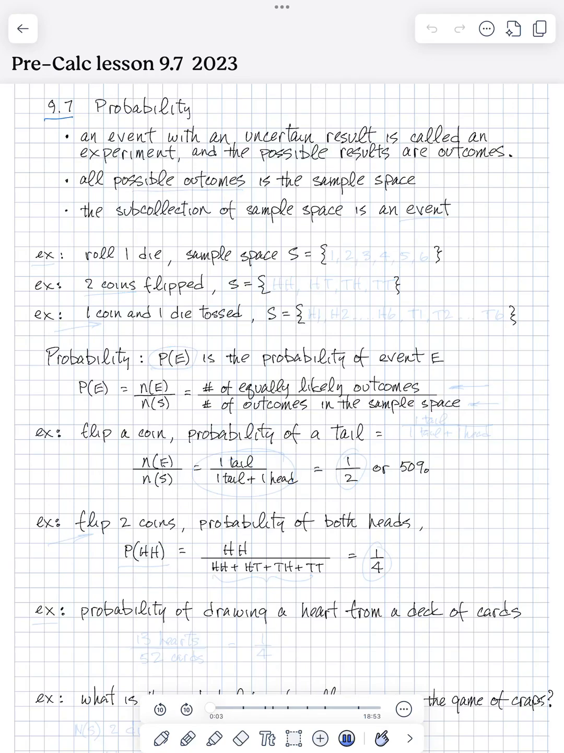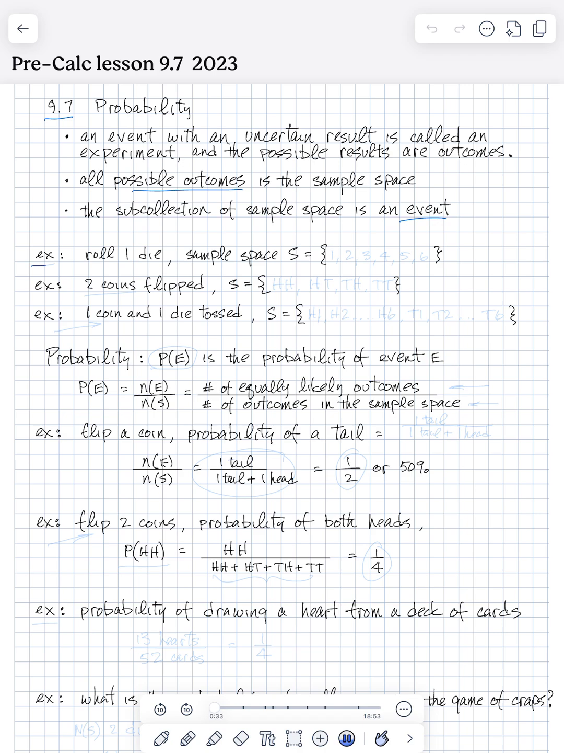On probability. Here, events that have uncertain results we call experiments, and the possible results are called outcomes. All the possible outcomes are called the sample space. A subcollection of the sample space we call an event. So we're going to look at a number of examples on probability.